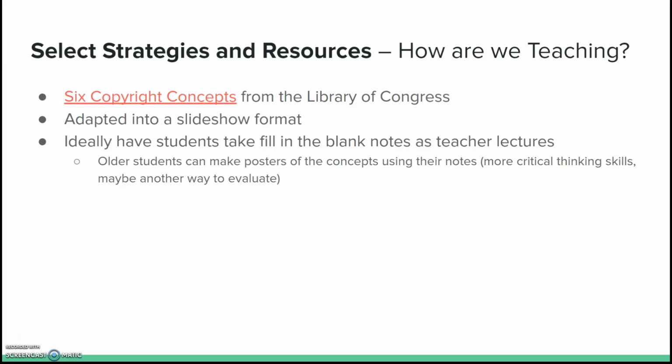I knew that I would be doing a presentation lecture format, so I knew whatever I found had to be adapted into a slideshow using either Google Slides or PowerPoint. I found 6 copyright concepts from the Library of Congress, which I've also linked up here as well. And ideally, you would have students take fill-in-the-blank notes while the teacher lectures. You could not see this in the video, but I was imagining it and playing on it as if I was doing that.